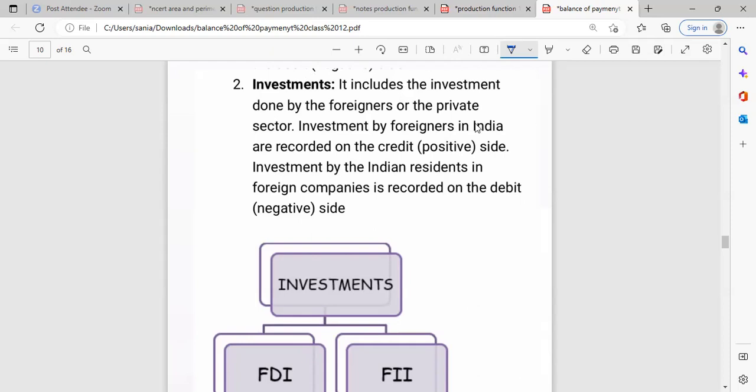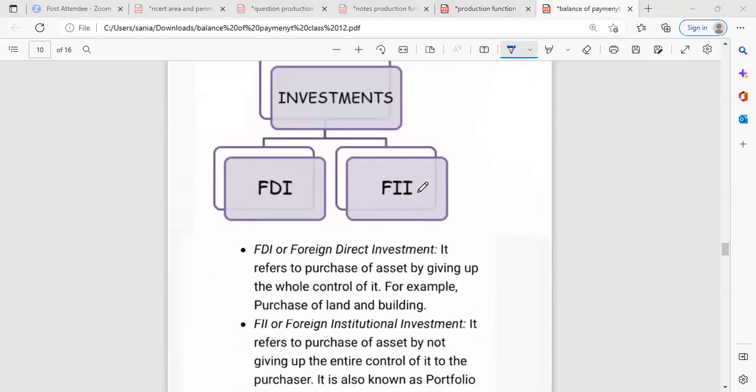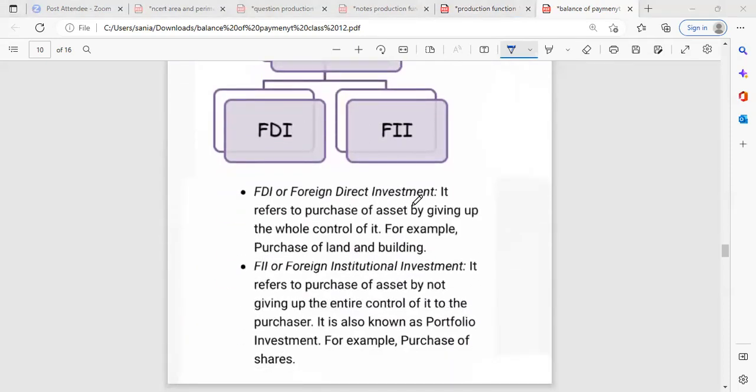Then investment can be of two types: one is FDI, one is FII. FDI is foreign direct investment. That means it refers to the purchase of an asset with whole control. For example, I purchase this piece of land. Over there, I have the full control. If I want to make a swimming pool over there, I can. If I want to grow crops, I can. If I want to make a building, I can.